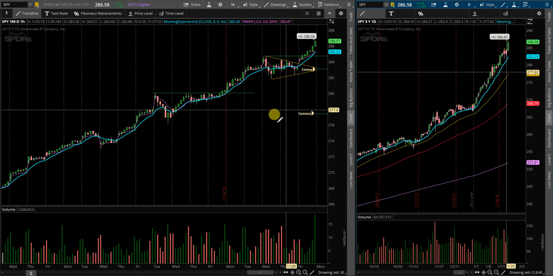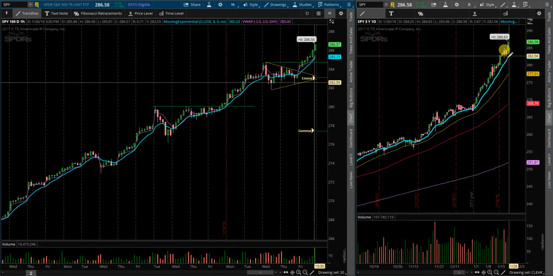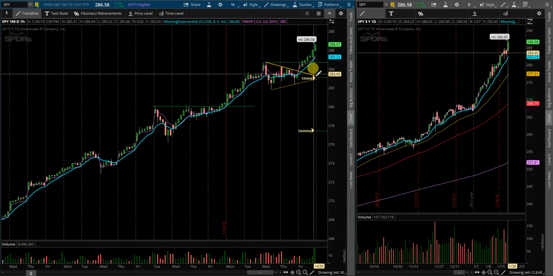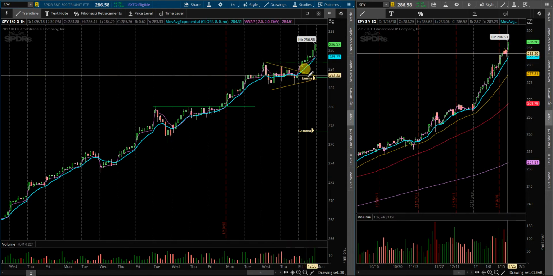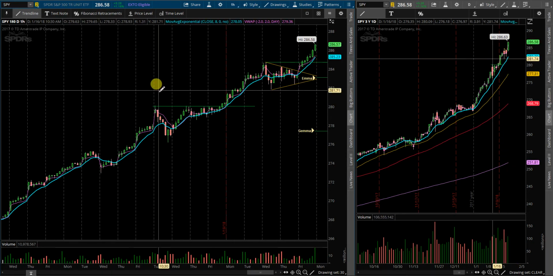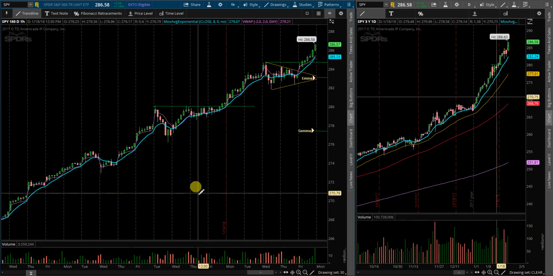Now, what I'm going to be looking for is potentially pullbacks to this blue line here, which is the 8 EMA. Right now it is at 282.50, which is going to be right around this level here. This level also coincides with the recent triangle that did just break and run considerably higher into the close on Friday, which we have now closed at all-time highs yet again. If you're new to this market, if you're new to trading, all-time highs are a good thing. It tells you there's still strength in a stock, and you should pretty much always trade with the trend.